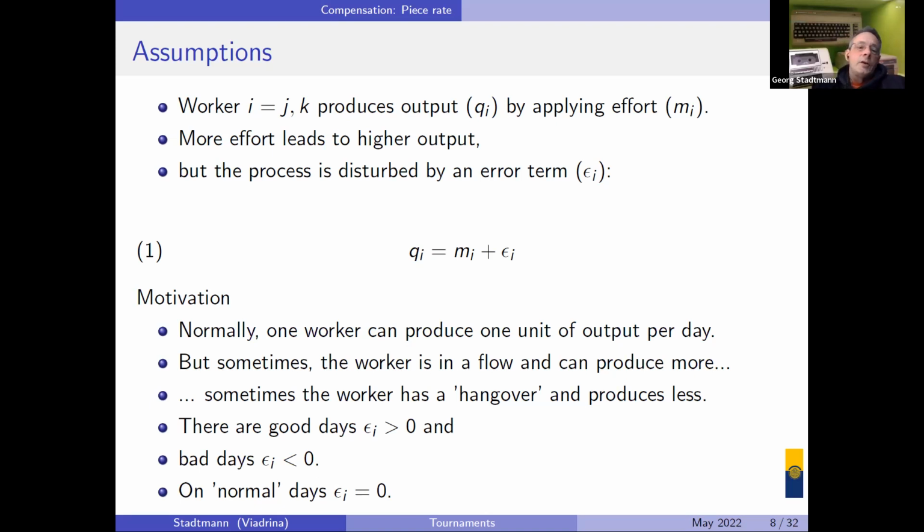This implies that on good days, epsilon_i is positive, and then the output will be higher. On bad days, epsilon_i will be negative, and the output will be lower than 1. And on normal days, epsilon_i is equal to 0, and the output will be equal to 1.